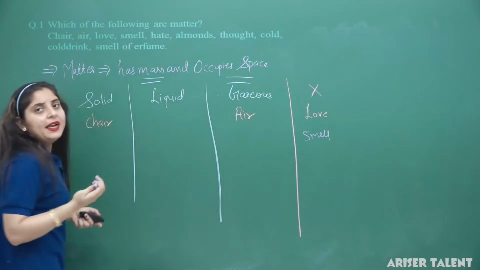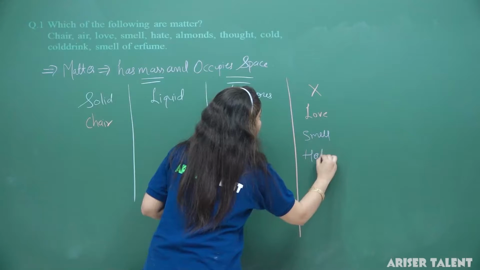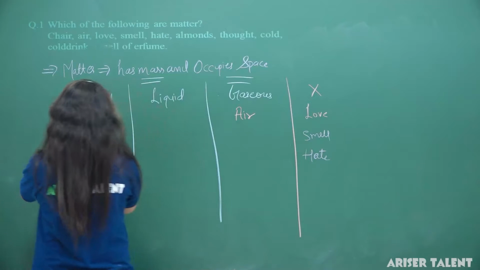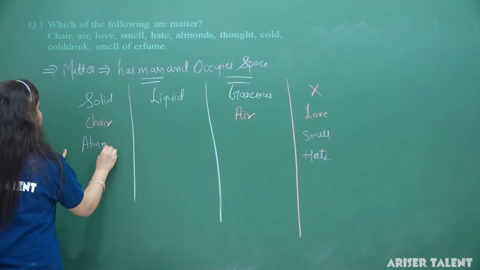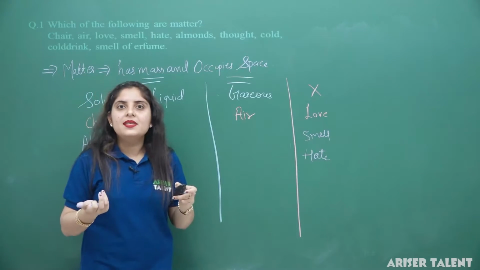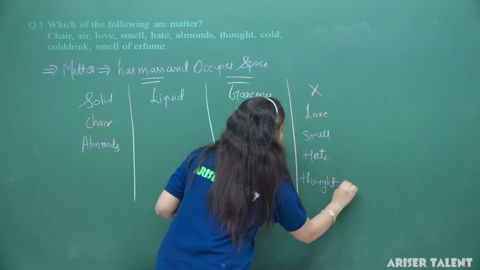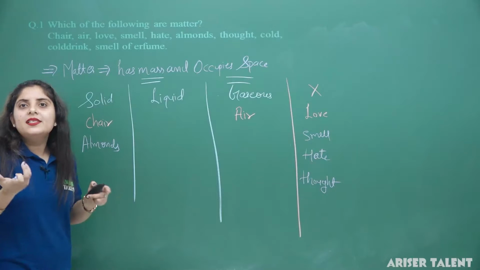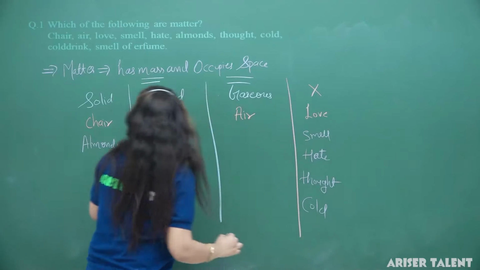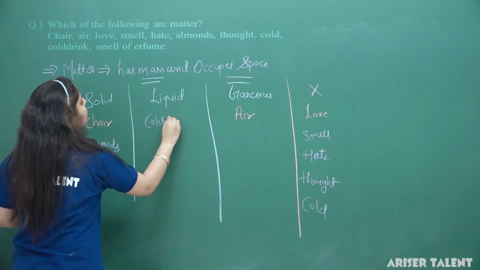Next we have hate. Hate is again a feeling or emotion, so it will not be considered matter. Now we have elements. Elements are solid, so they are considered solid matter. Thought is again a feeling. It will not occupy any space and does not have any mass, so it is not matter. Next is cold. Cold is something that we feel, so it is not matter. Cold drink is a liquid form, so we will consider it liquid matter.